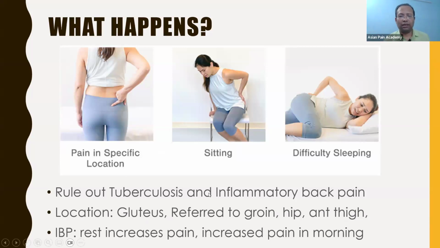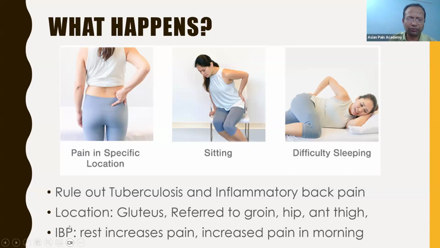And one thing, always in SI joint arthropathy, exclude tuberculosis in our country, and inflammatory back pain if it is a spondyloarthritis. If spondyloarthritis is the background phenomena, then no matter how many times you treat the SI joint arthritis, the patient will respond immediately, but it will recur. So in SI joint arthritis, these two background phenomena should be searched for, and if present, you have to treat them as well.